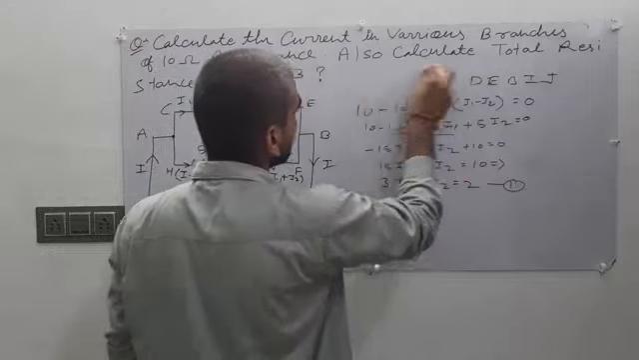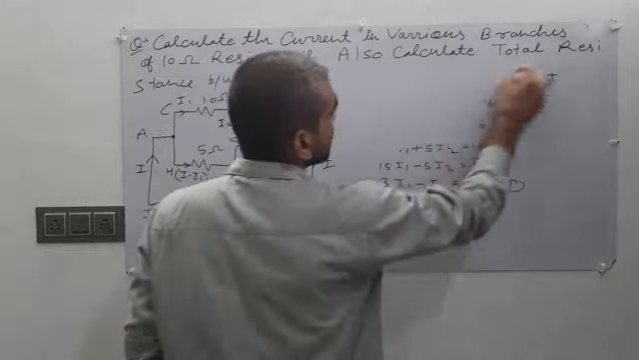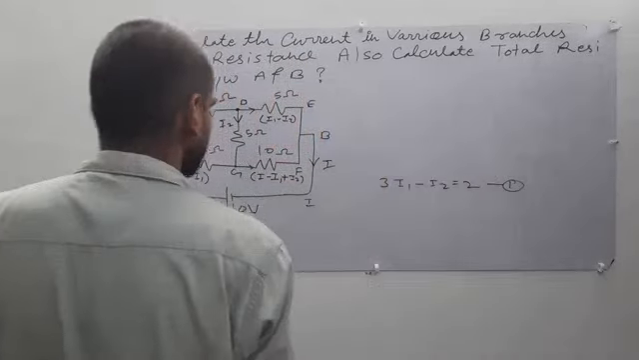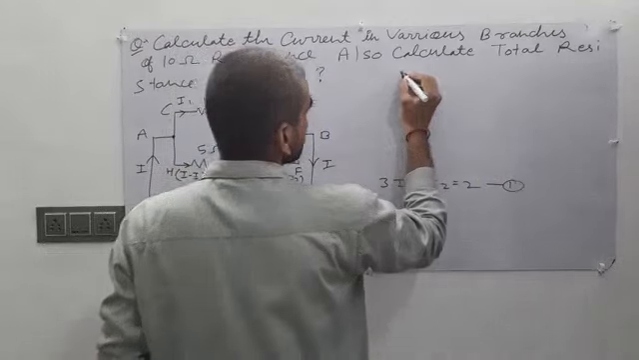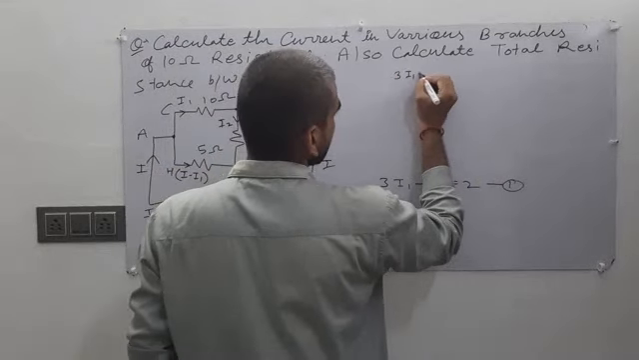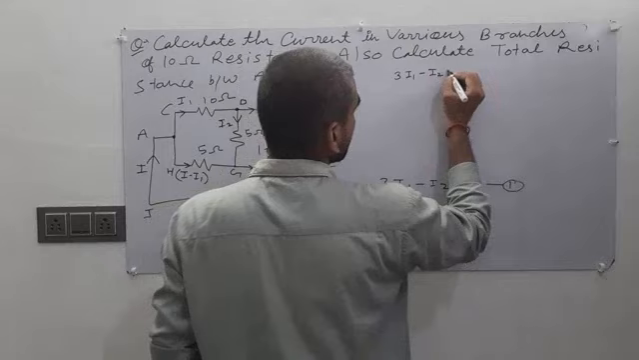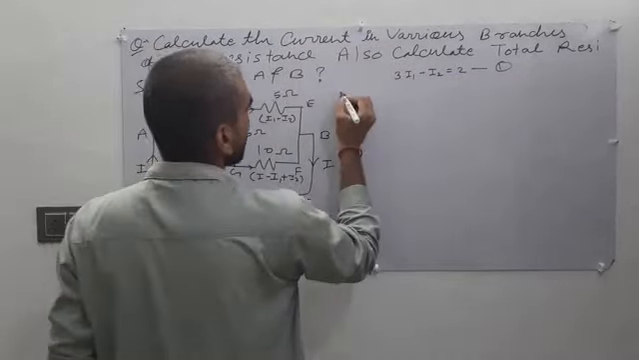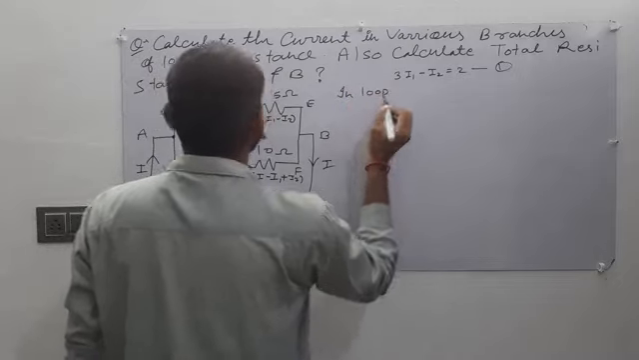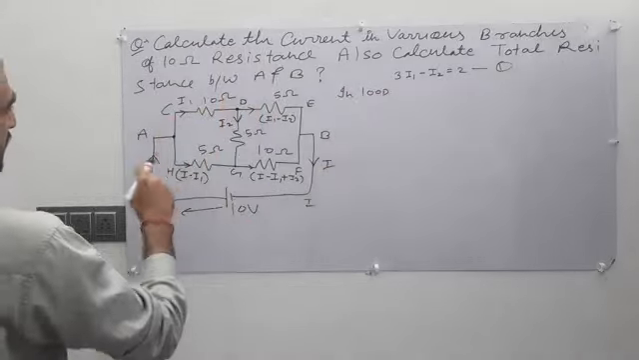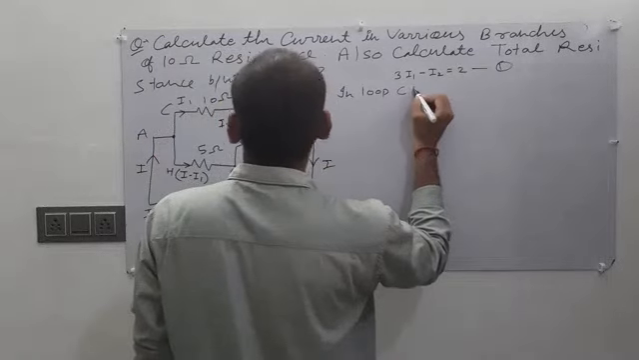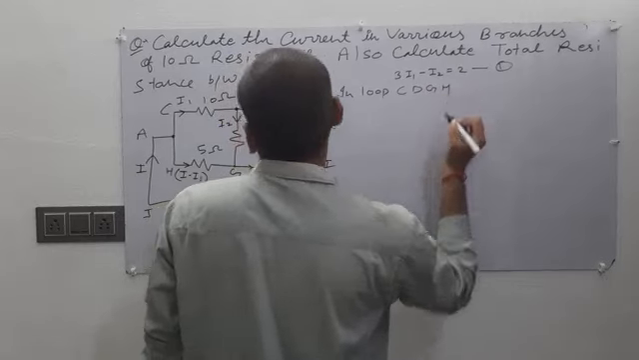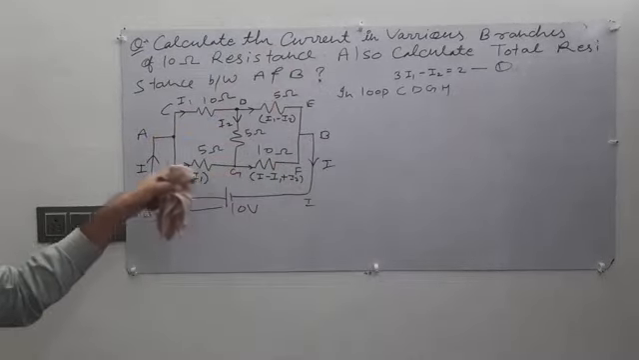Now our concern is from only this equation. 3 I1 minus I2 equals 2. This is equation number first. Okay, now see, in loop CDGH.